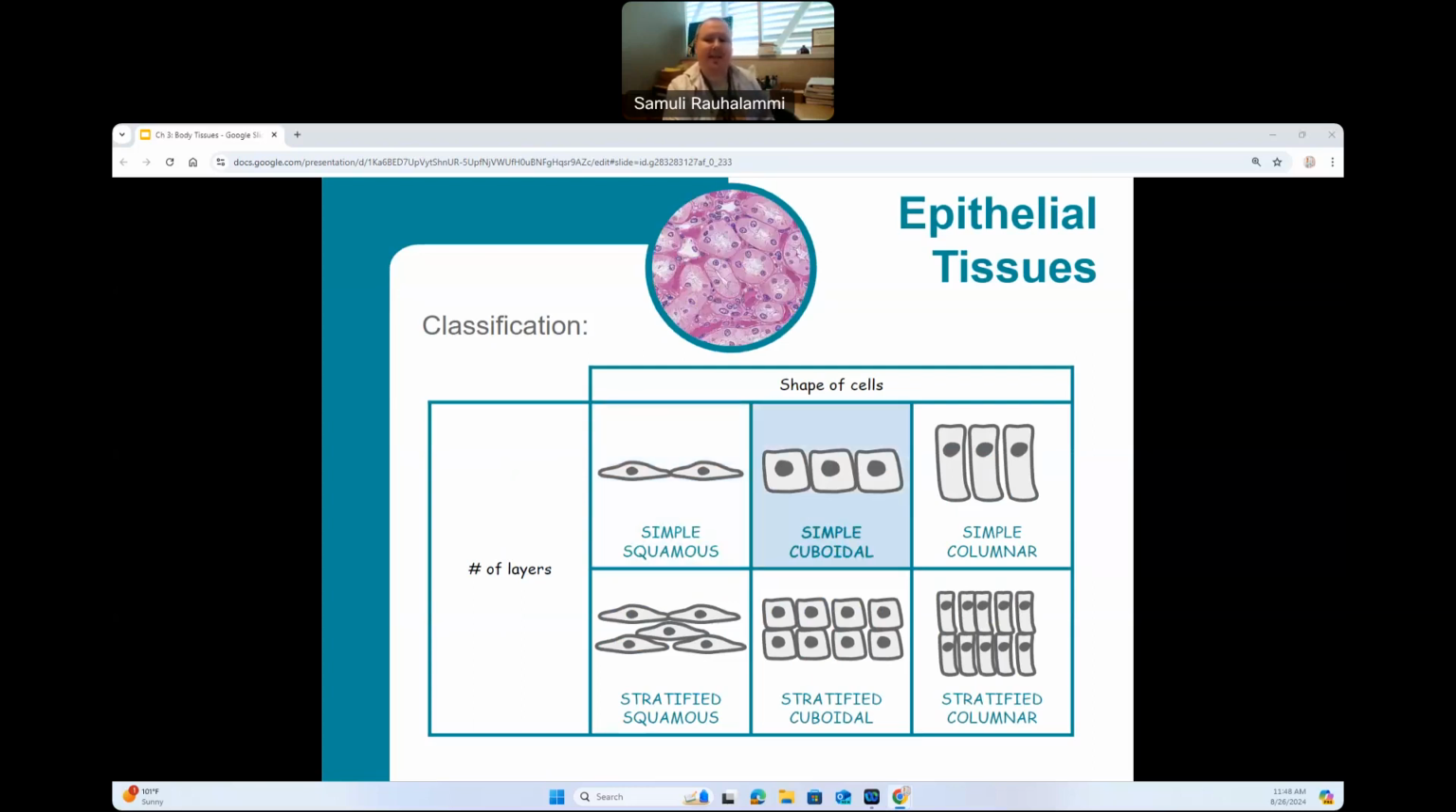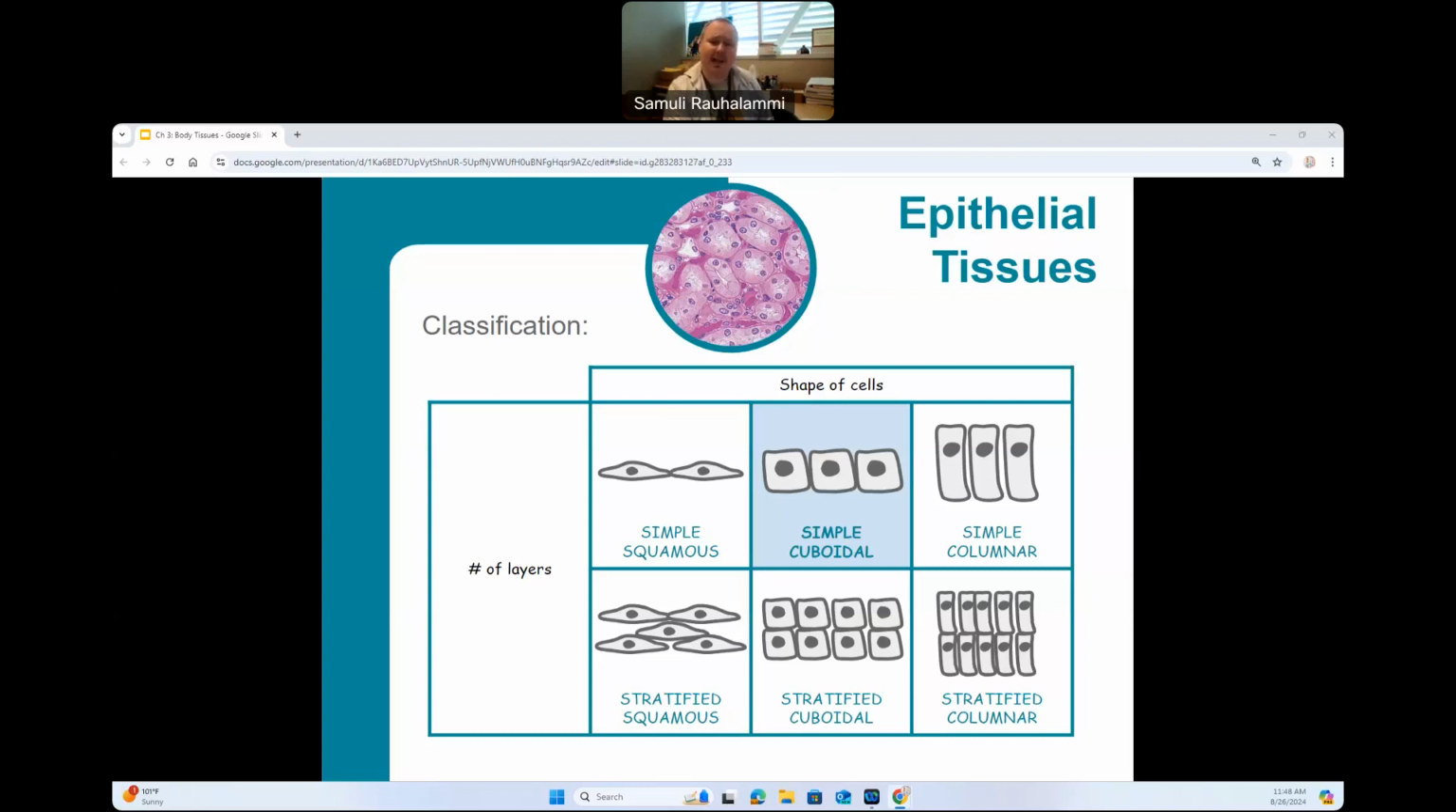Next, we're seeing simple cuboidal epithelium. We find these especially in glands and ducts of glands. Some examples that I can think of would be kidney tubule walls and surfaces of ovaries. The functions of simple cuboidal epithelia are really secretion and absorption.